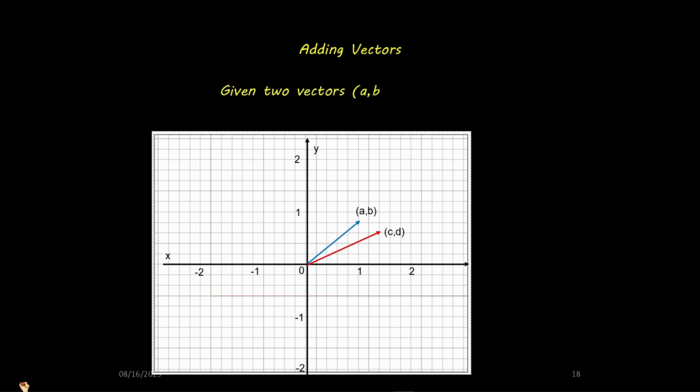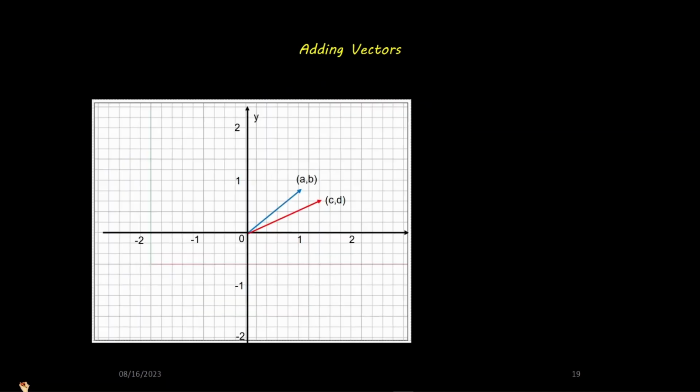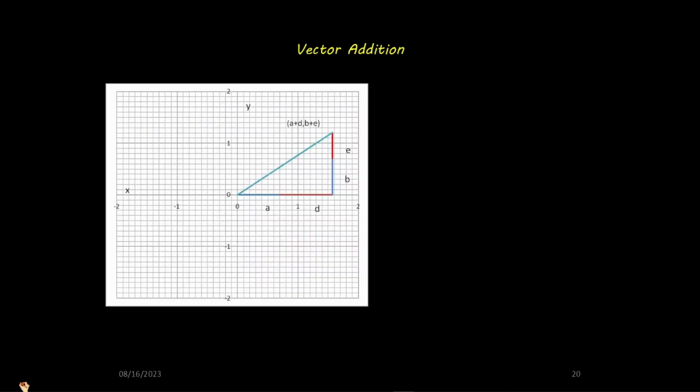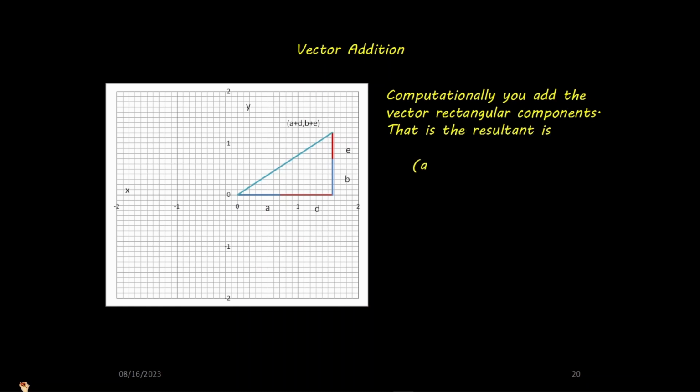Given two vectors, AB and DE, how do we add them? We add vectors graphically by placing the tail of one vector at the head of the other vector. The sum of the vectors is called the resultant. Computationally, you add the vector rectangular components, component by component. That is, the resultant becomes a plus d and b plus e.